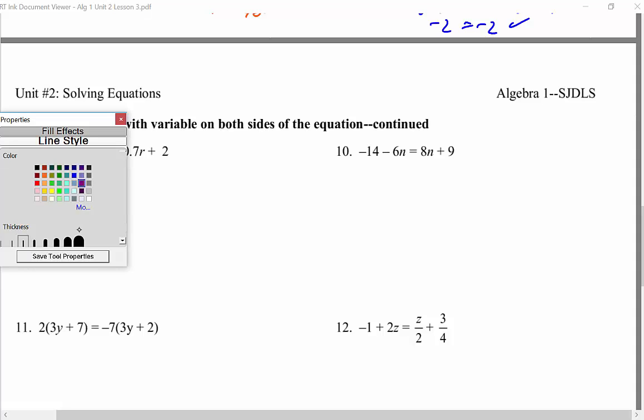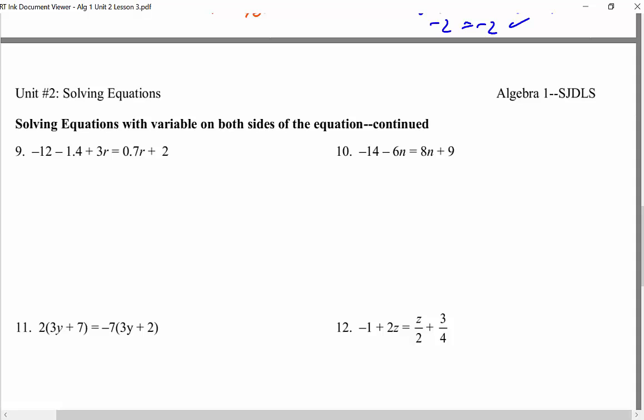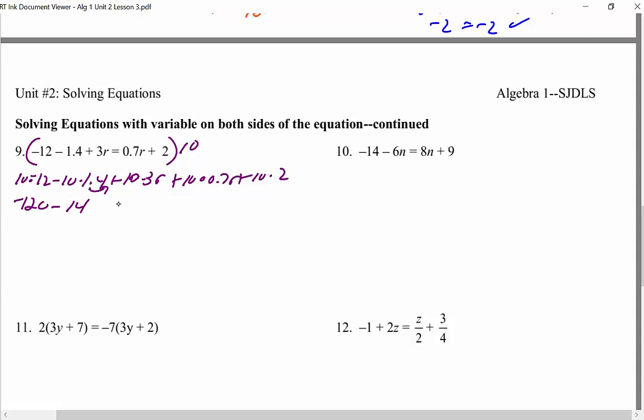Okay, so here we go. These should look familiar because all I did was add a variable to the right side. We could multiply this whole thing by 10 to get rid of the decimals. So that's 10 times negative 12 minus 10 times 1.4, plus 10 times 3r, plus 10 times 7/10 r, plus 10 times 2. So 10 times negative 12 is negative 120, minus 10 times 1.4, just move the decimal point over, that becomes minus 14. 10 times 3r becomes 30r, plus 10 times 7/10 becomes 7r, plus 10 times 2 is 20.